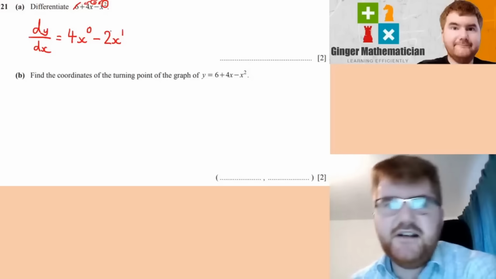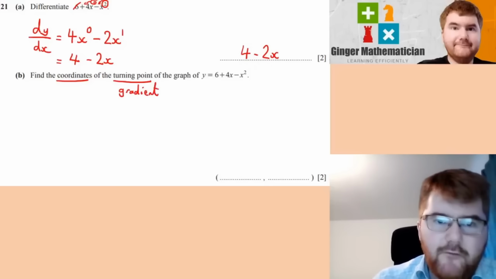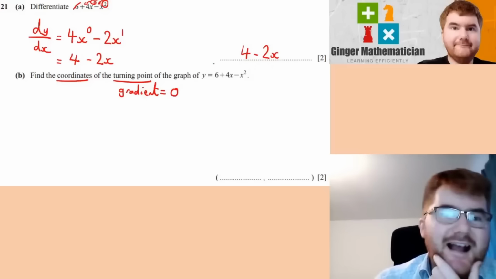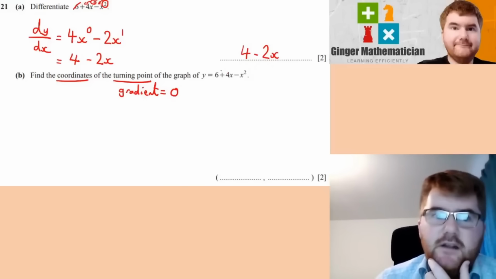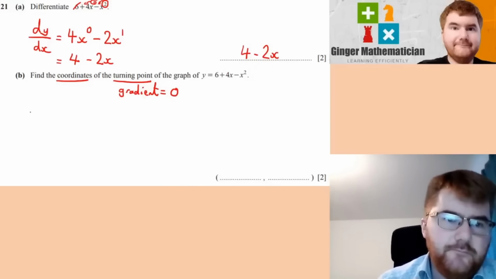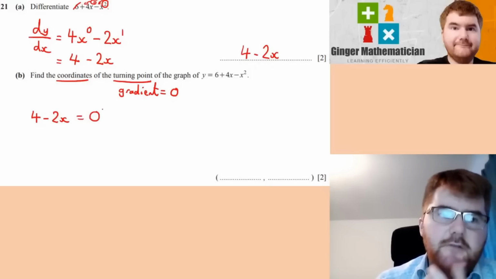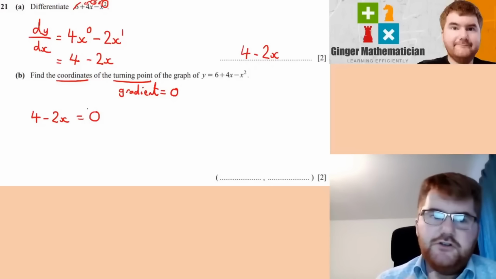Now we need to work out the coordinates of the turning point. That's when the gradient is equal to 0, kind of the other way around to the previous question. So we want to set our gradient function, 4 minus 2x, our dy by dx from the previous question, equal to 0. This is a straightforward equation to solve.